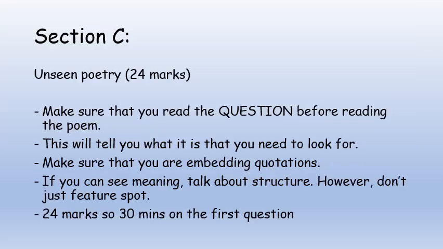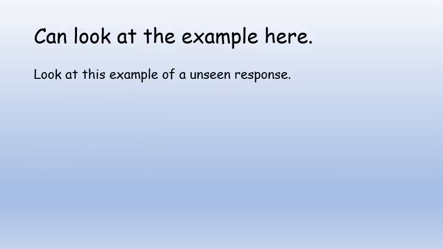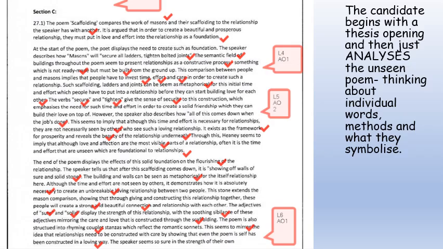Section C, then, unseen poetry, 24 marks. Read the question before reading the poem. It'll tell you what the poem's about. Be brave, you'll be fine. There's an example of a typical unseen poetry question. In Shoulders, how does the poem present ideas about the importance of protecting and taking care of each other? For you, it'll be question 27.1. Remember, it's Section C.